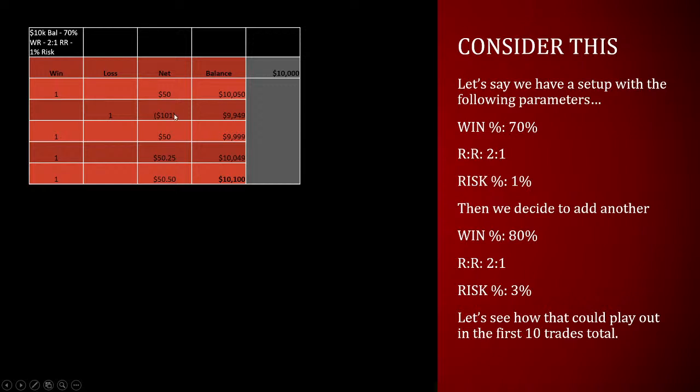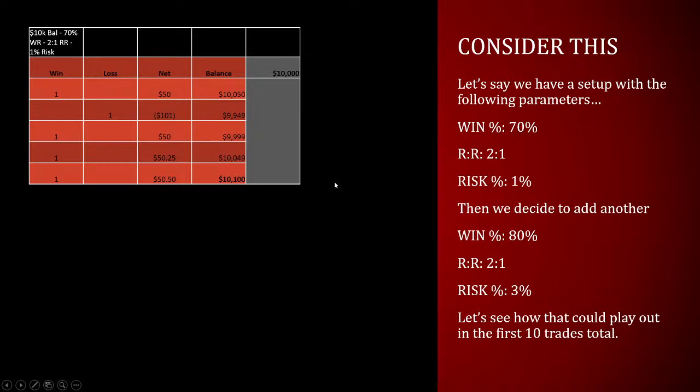and then our next trade is a loss, and that's based on $10,050. So we lose 1% on this 70% trade, right? So that's $101. And then our next trade is a winner, and so we round that up and we get about $50, which is again 0.5% of our balance. And then the next trade is a winner, and we get $50.25. And then the fifth trade is a winner, and we get $50.50. And so altogether, our account balance is $10,100 after 5 days.